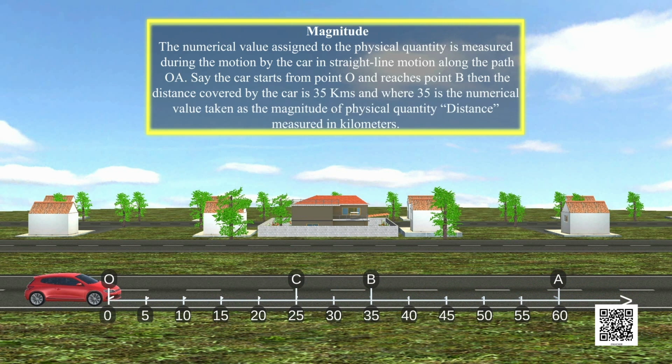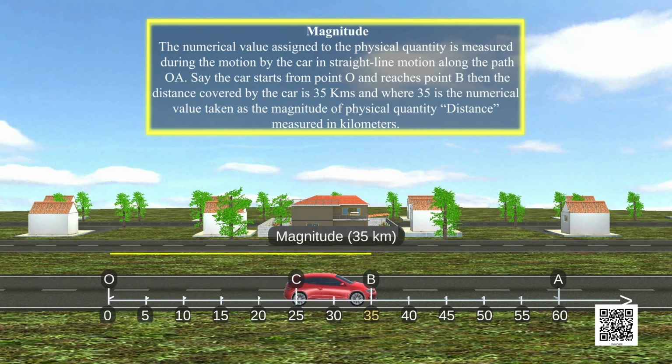Magnitude. The numerical value assigned to the physical quantity measured during the motion by the car in straight line motion along the path OA. Say, the car starts from point O and reaches point B. Then the distance covered by the car is 35 kilometers, where 35 is the numerical value taken as the magnitude of the physical quantity, distance, measured in kilometers.